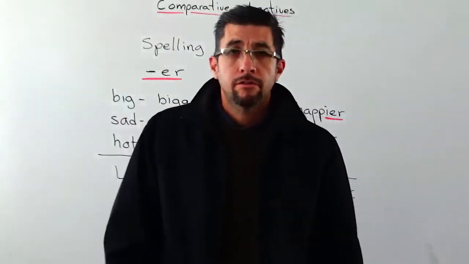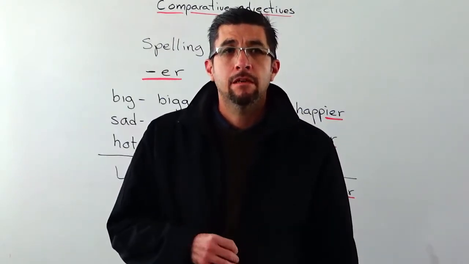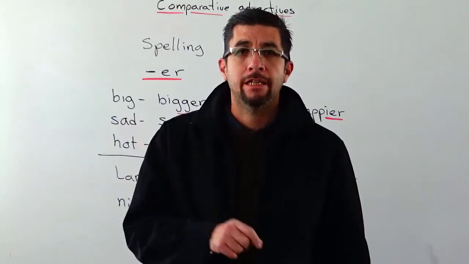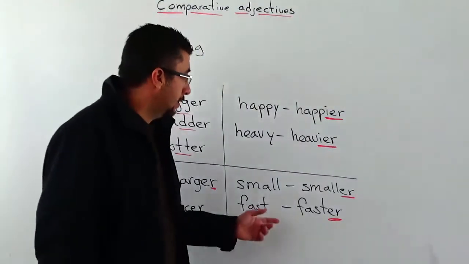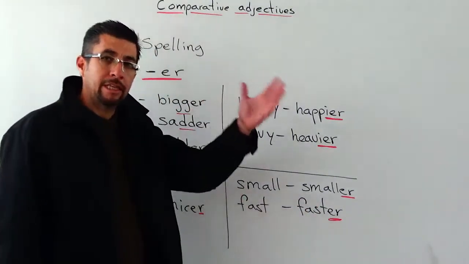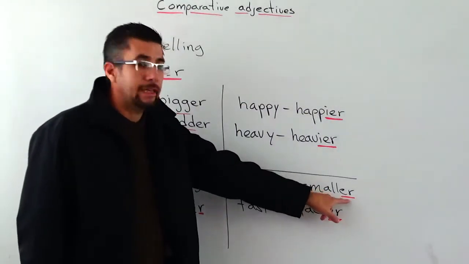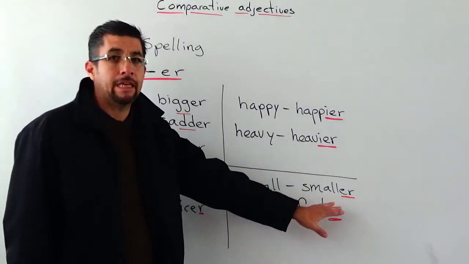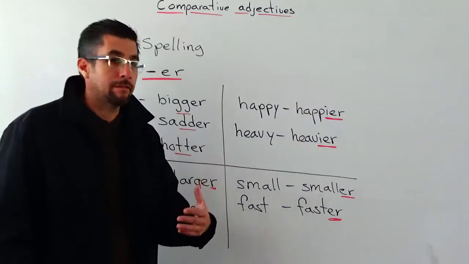Okay, guys, just to finish with the lesson today, we're going to go through the spelling when we add er to an adjective, to a short adjective. The first rule is this. We only add er to the adjective. That's the general rule. Small, smaller. Fast, faster. We only add er. That's it. We do that with all adjectives.